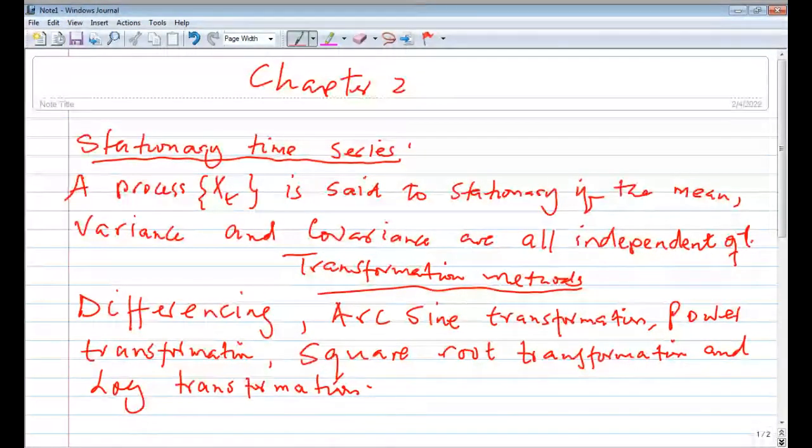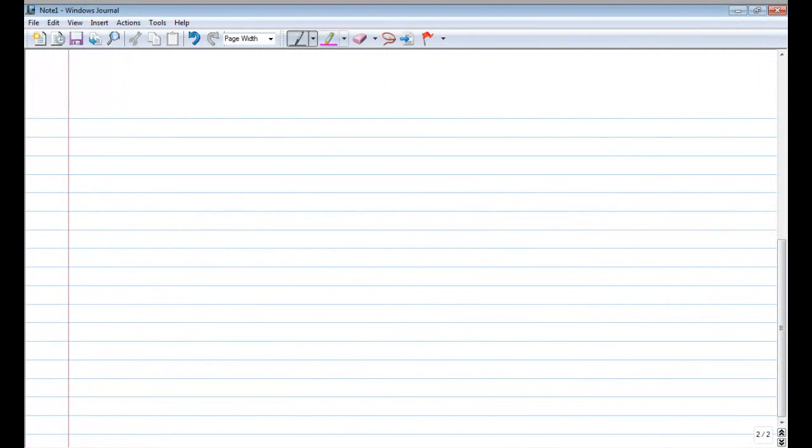In this module, we are going to concentrate more on differencing. This is the one that we are going to concentrate on. Okay, let me go to the next page. Those things you can find on page 20 of your lecture notes.